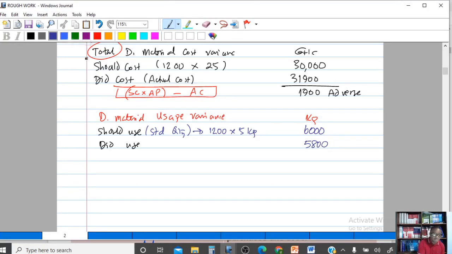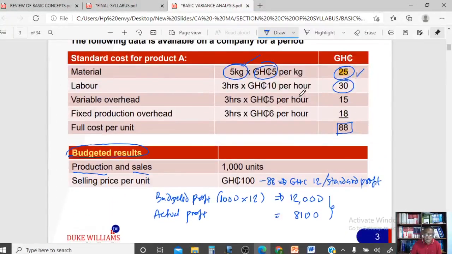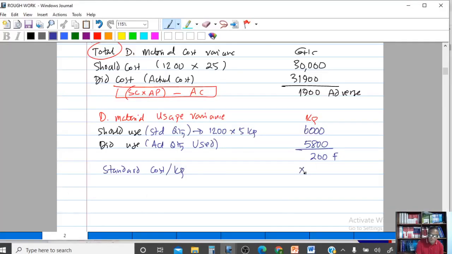So what we are talking about is actual quantity used, 5,800. Now that looks like good news. We ought to have used 6,000 kilograms for an output of 1,200, but we used 5,800. So that gives us 200 favorable. But don't forget, this is not in money, and we would wish to value this in monetary terms. So we multiply this by the standard cost per kilogram, which as per this is 5 per kilo. So 200 multiplied by 5 gives us 1,000. This time it's now in money, and that is favorable.